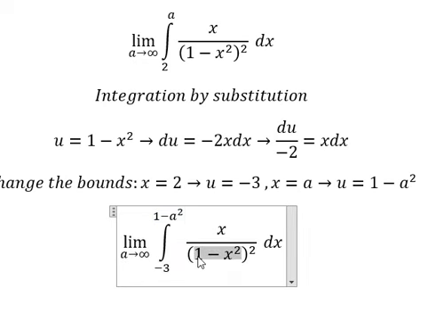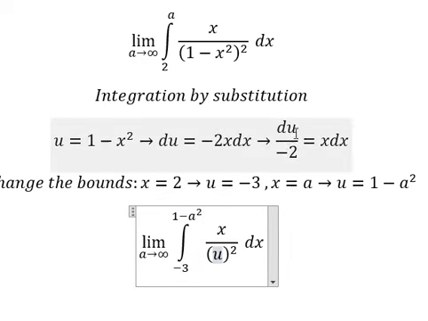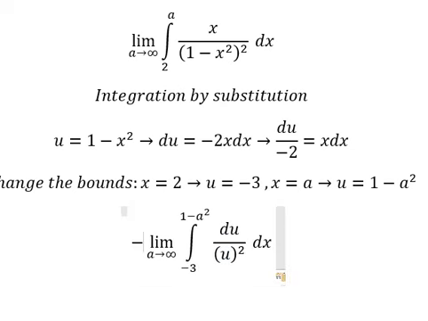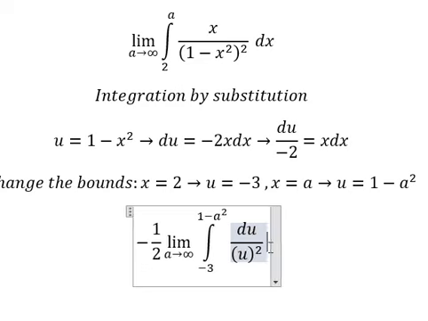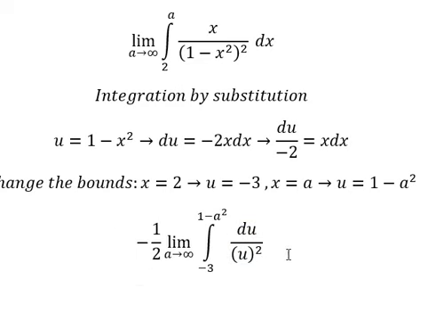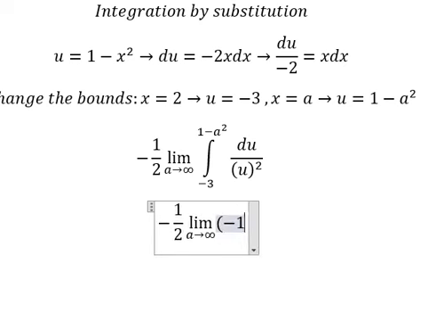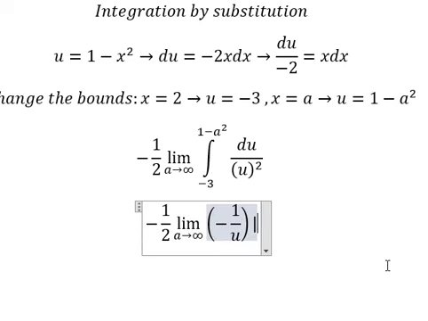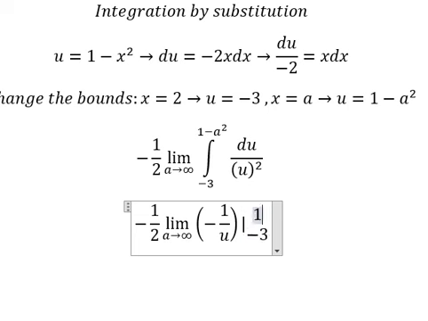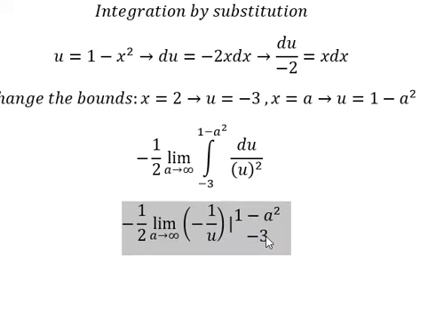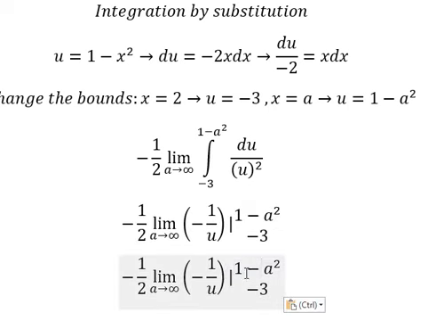This one we change for u. x dx we change for this one. The integration of this one is negative 1 over u, and we put the bounds from negative number 3 to 1 minus a squared. So I will put this one in here.